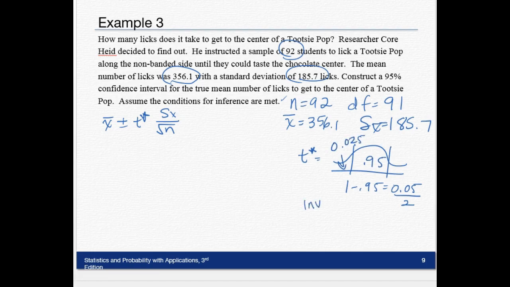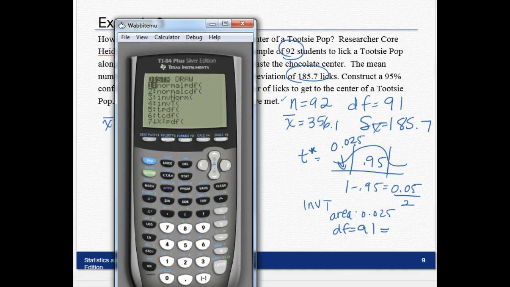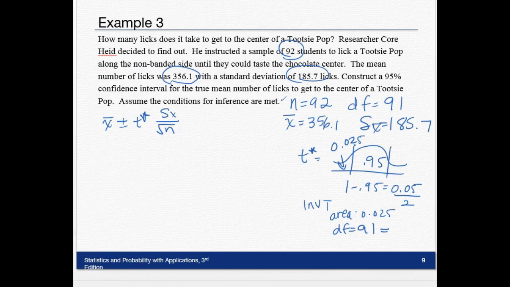So when I do inverse t, the area I want is 0.025, and I know my degrees of freedom is 91. Let's see what t value or t star value I get. So I get 1.99. That works, okay? So 1.99. Now, put this all in your confidence interval.